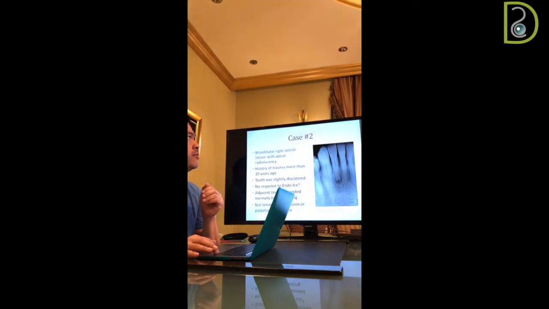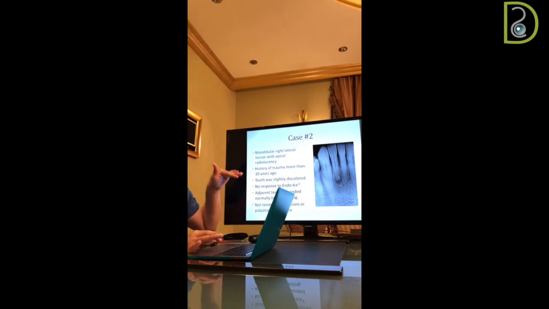Okay, let us go with case number 2. Here, for example, we have a mandibular right lateral incisor with apical radiolucency. If you look here, history of trauma more than 10 years, and the tooth was slightly discolored, clinically of course, not here. No response to endo ice, adjacent teeth respond normally to pulp testing, no tenderness to percussion or palpation.